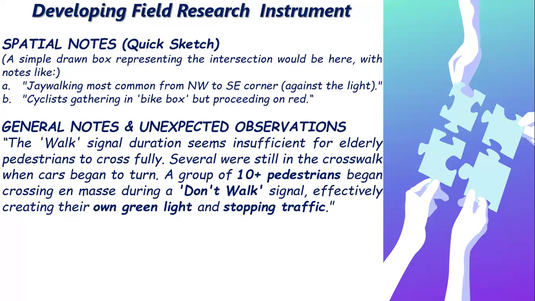General notes and unexpected observations: the walk signal seemed insufficient for elderly residents to cross fully. Several were still in the crosswalk when the car began to turn. A group of pedestrians began crossing as if during a don't walk signal, effectively creating their own green light and stopping traffic. So these are the unexpected observations which come as a result of your on-site, on-field research.